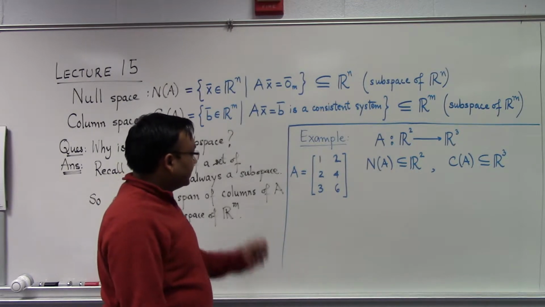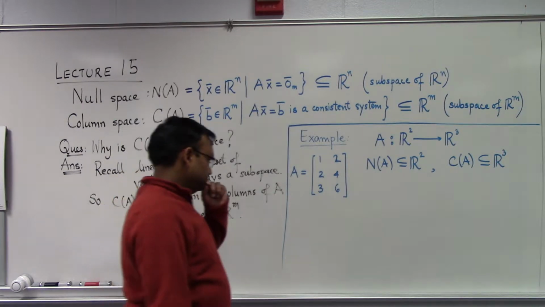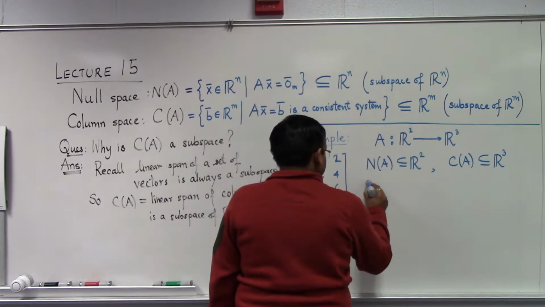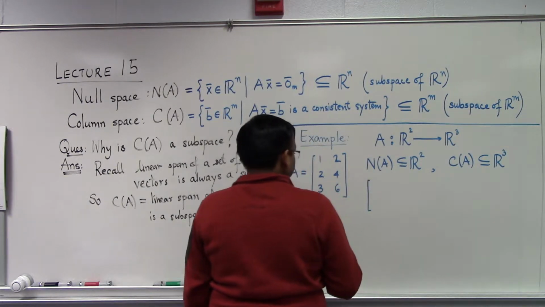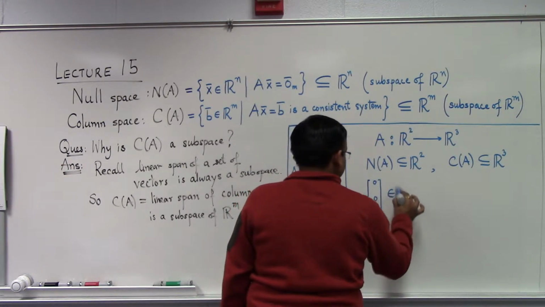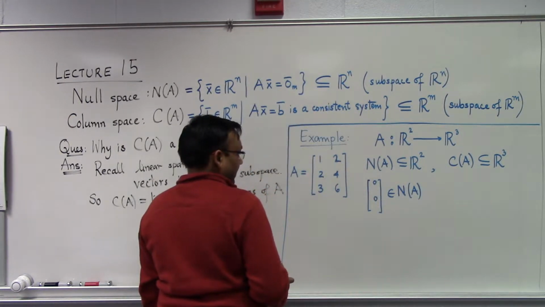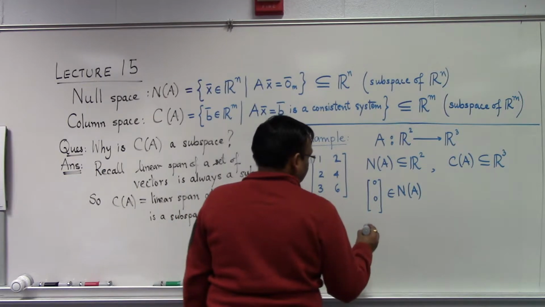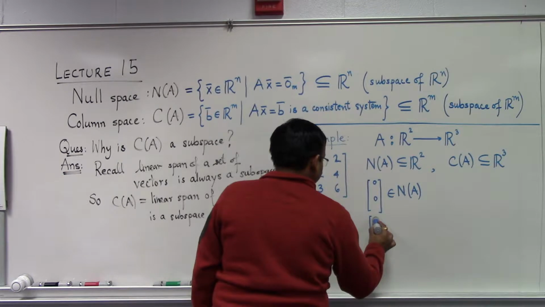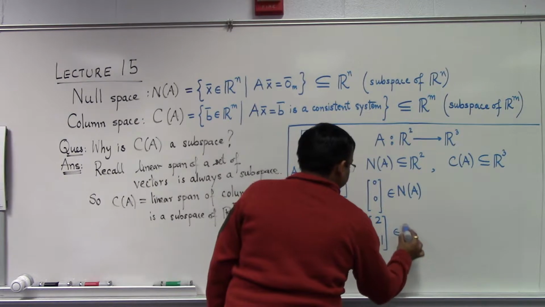But the question is, what else can we say about the column space and the null space in this particular scenario? For example, if I want to compute the null space, here is a small claim that I make and see whether we agree with this. We can say 0, 0 belongs to the null space because 0, 0 will always map to 0, 0 in R3. What about another thing? How about this? Can we say this vector belongs to the null space?